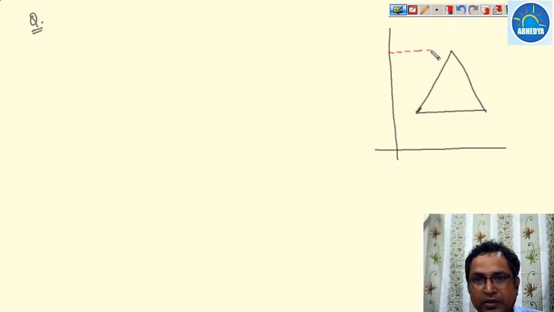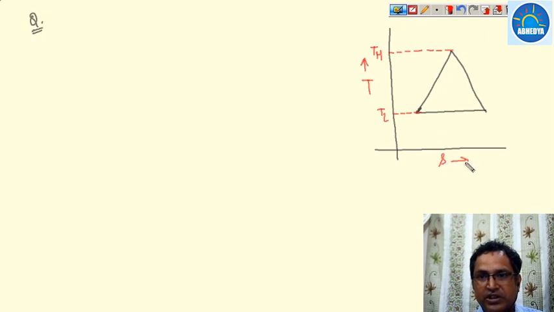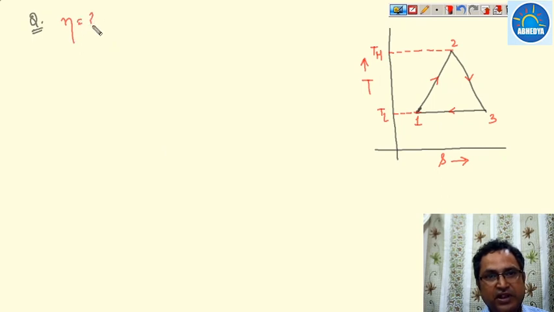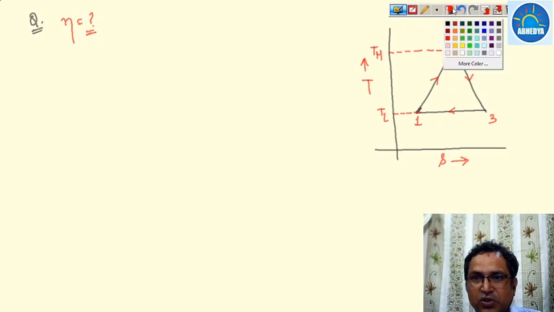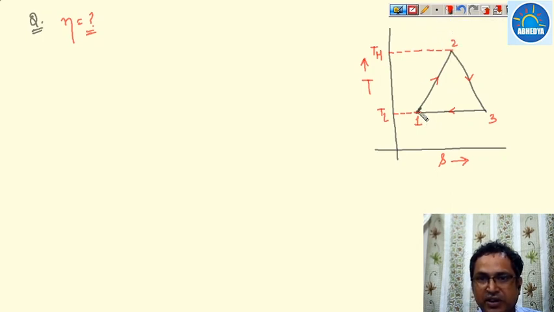Here, this is the temperature TH, this is the lower temperature TL, in this diagram, and this is 1, this is 2, this is 3. We have to find out the efficiency of this cycle. Let us assume the corresponding values of entropy are S1, and this is S3.